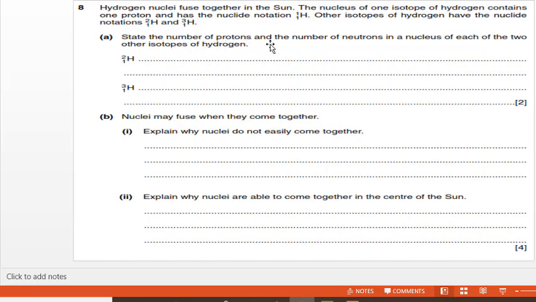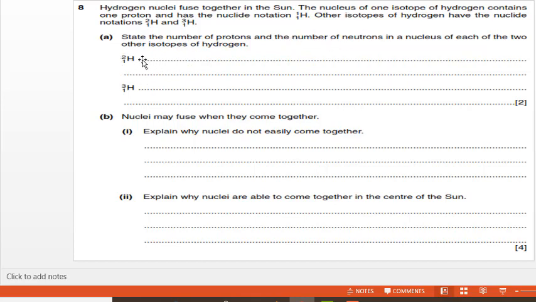State the number of protons and the number of neutrons in the nucleus of each of the 2 other isotopes of hydrogen. That is this one and this one. We don't want to look at this one. They have given us this and this. So the question is state the number of protons and the neutrons.